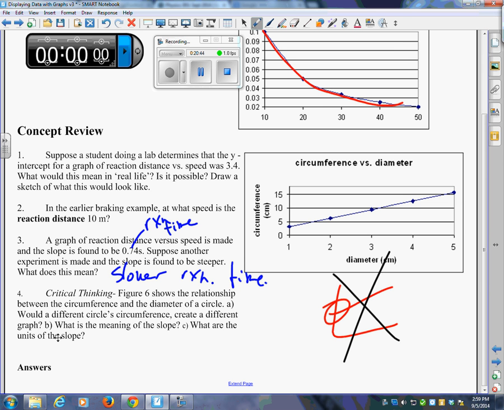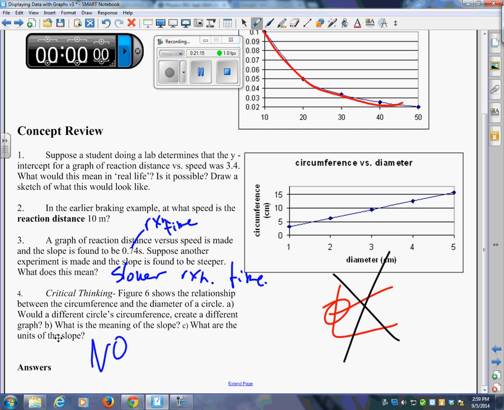How many people said yes? How many people said no? Okay, there's a few people whose hands didn't go up. You got to choose a side here. Okay, so I don't know. Yes, different circle, create a different graph. Come on. I said yes. Oh no, same graph. Oh, we know. The answer is no.